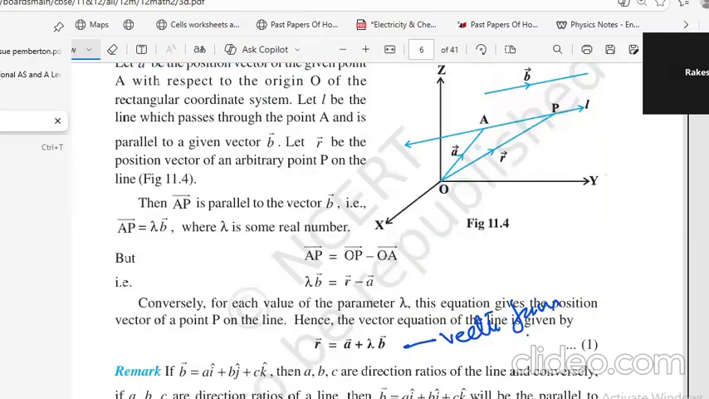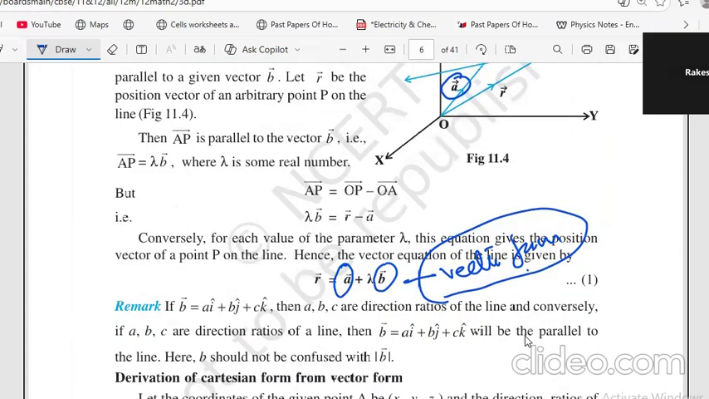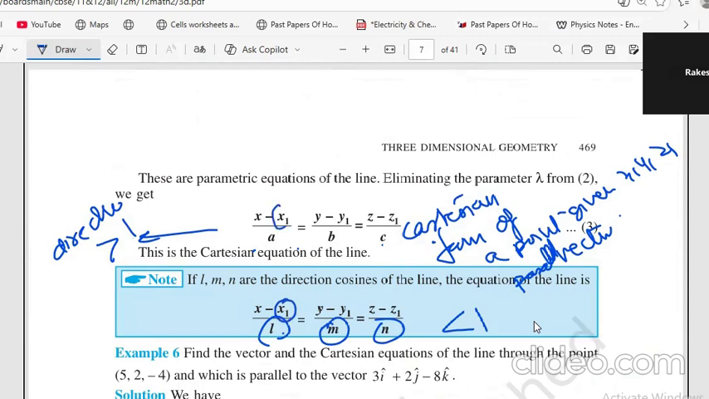What we understand is that there are two forms of a line. One, the vector form in which a point is given and a parallel vector is given. This is the vector form. This is the Cartesian form where A, B, C are the direction ratios. If they have magnitude greater than 1, or if they are less than 1, then they are the direction cosines. It doesn't make a difference. But this x1, y1 and z1 is the coordinate of the point, and this is the parallel vector. So these are the two forms for a point and a parallel vector.